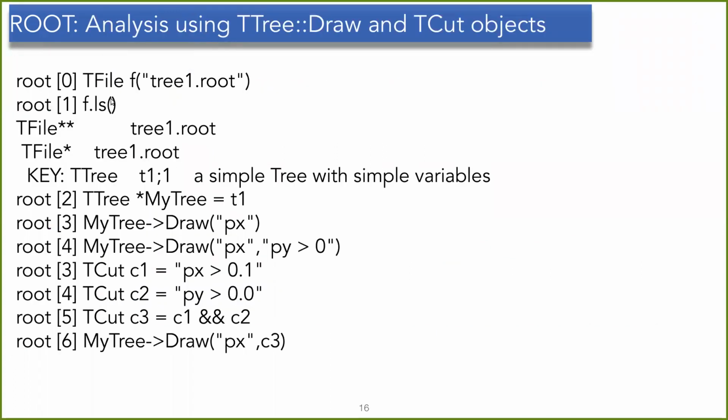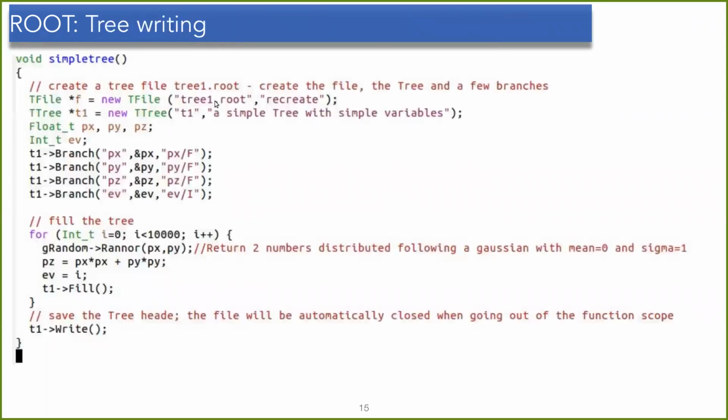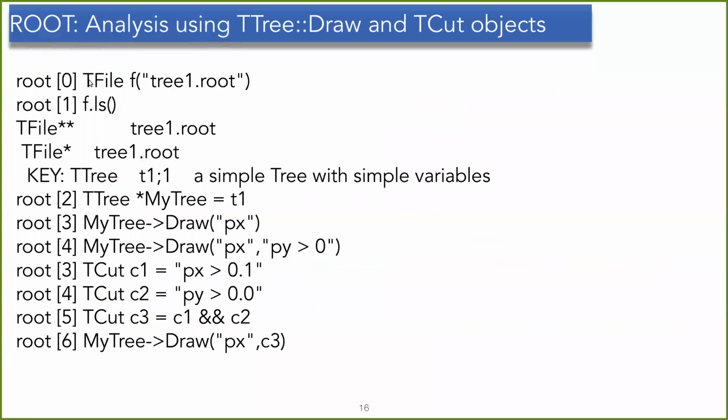So for example, in the root terminal, how we do it: we just open the output root file where we have stored the tree. For example, from the last example, tree1.root is the root file where we have stored this tree t1. So you can just access it. Then you can do .ls, and .ls will show you the content of the file, and you can see there is a tree named t1.